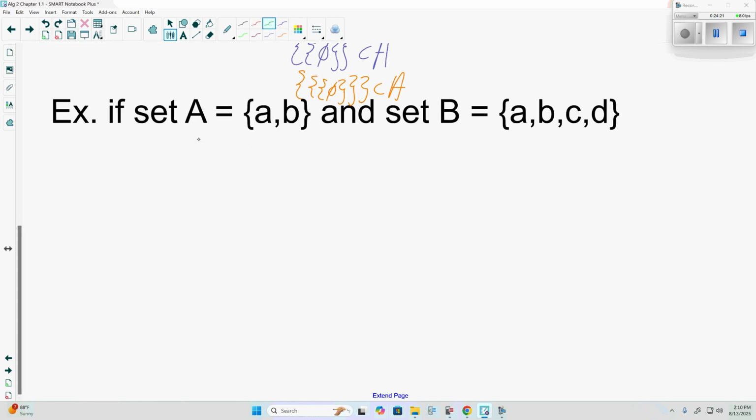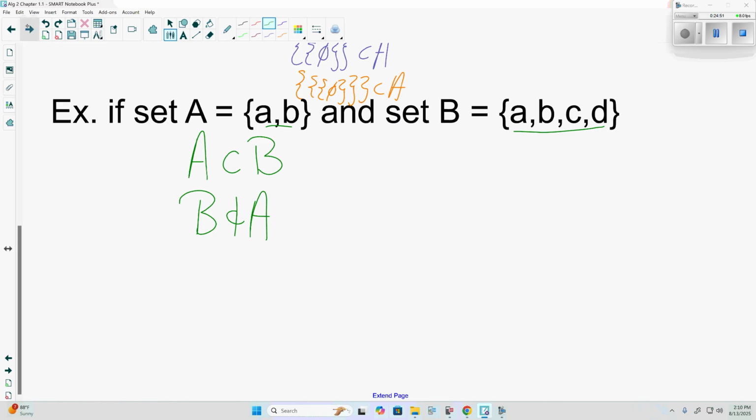Last thing before we move on to the next page. This example here, is A a subset of B? Well, set A is what? A, B. Set B is A, B, C. So we can say this is true. Is B a subset of A? No. And we could say that A is a subset of A, B is a subset of B. We can say that's true. All right? Questions on this here?